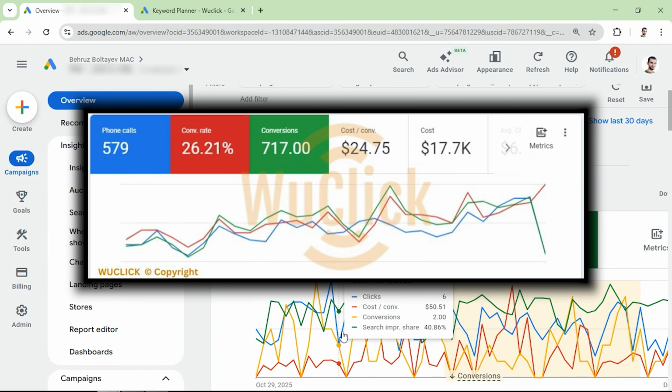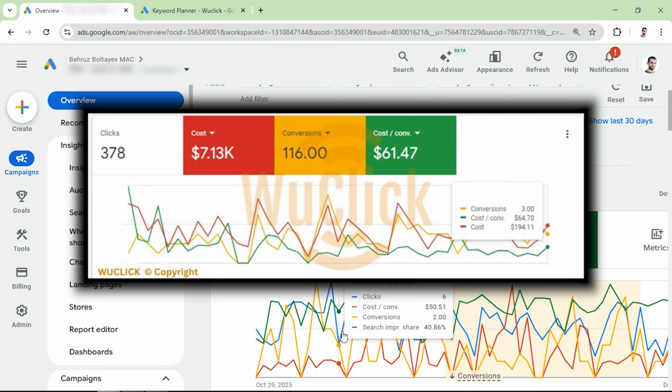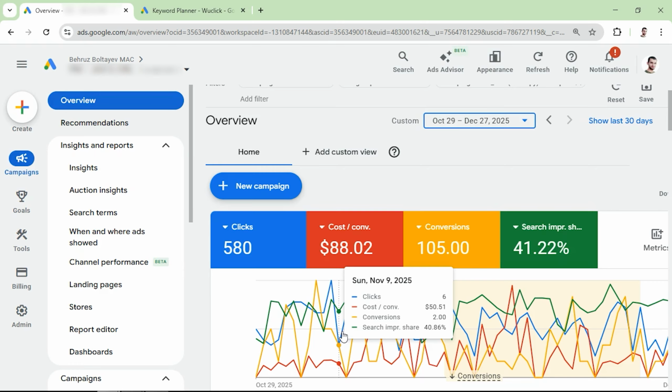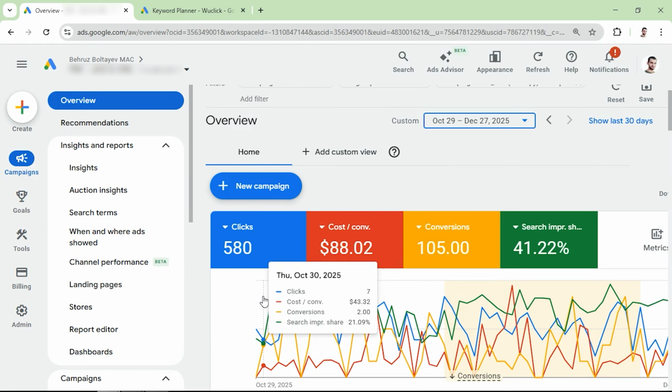And you can see different examples as well where I've helped different local services to generate phone calls or form submissions using Google Ads. And if you want to see more of these kinds of case studies, you can also visit my website. And the strategies that I'm going to show you here can be applied to this account or to your roofing business as well.